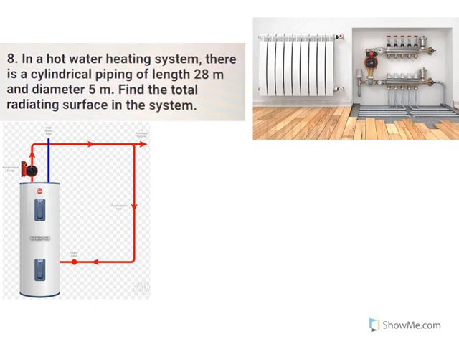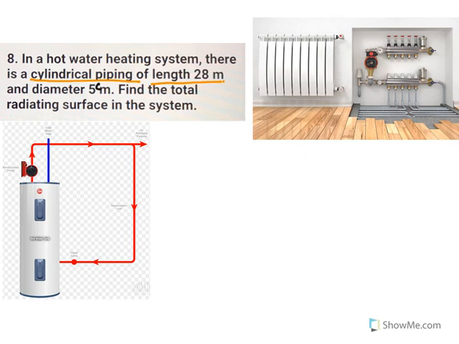In a hot water heating system, there is a cylindrical piping of length 28 meters and diameter 5 meters. But I think there's a mistake here. It should be 5 centimeters. Find the total radiating surface in the system.